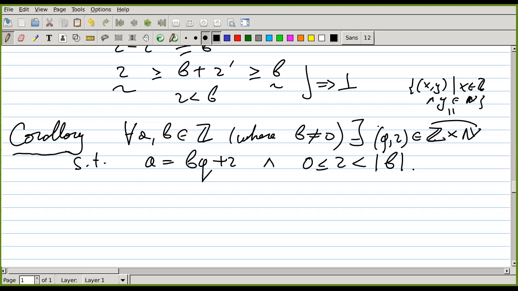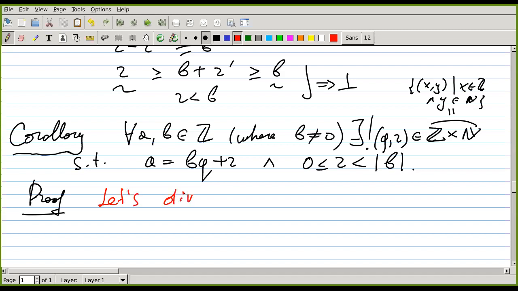So the set of all pairs where Q comes from Z and R comes from N. And such a pair is unique. Okay, let's prove it. The first step is as follows.